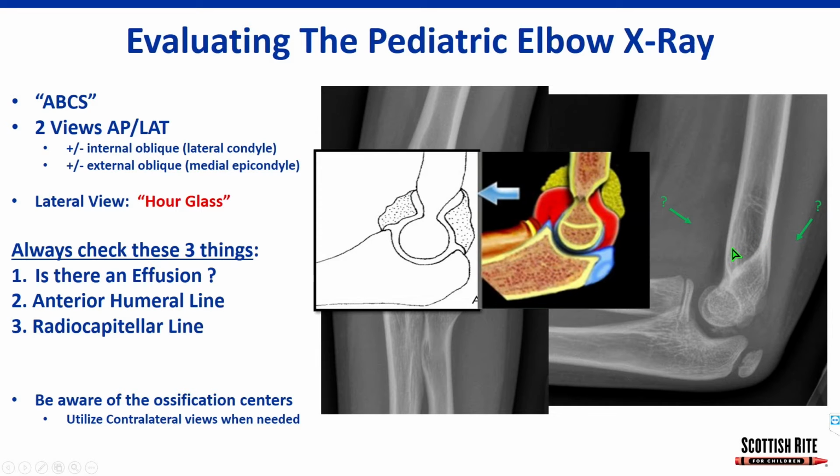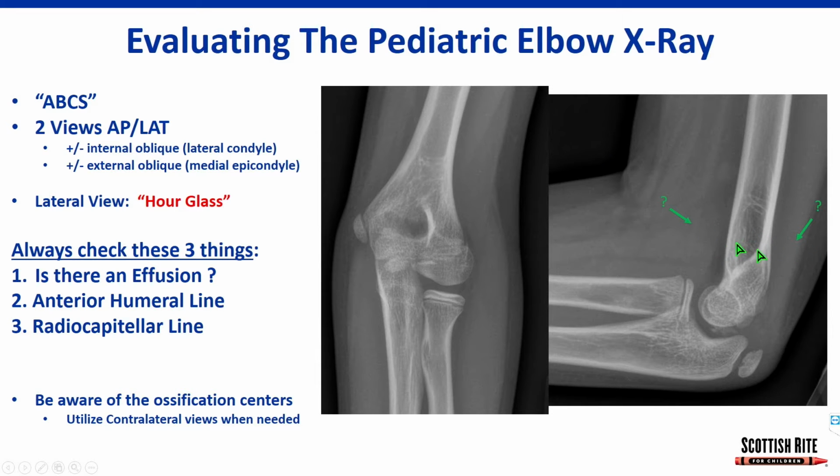So going back to our film here, I would say that it does not look like there's an elbow joint effusion. You can see that little anterior fat pad, but it's not a sail sign, and I think that'll make a little more sense later as we look at some more of these.